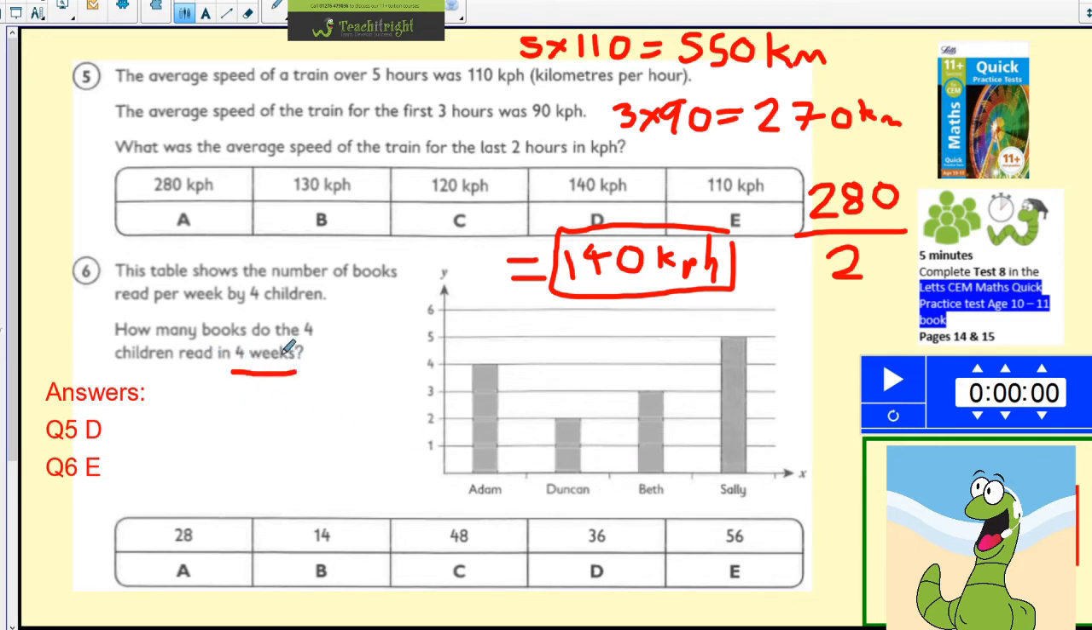Okay, so underline the key bits for me. So it's 4 children, 4 weeks, and it's books per week. So Adam does 4 books per week. So he in total is going to do 4 books times 4.